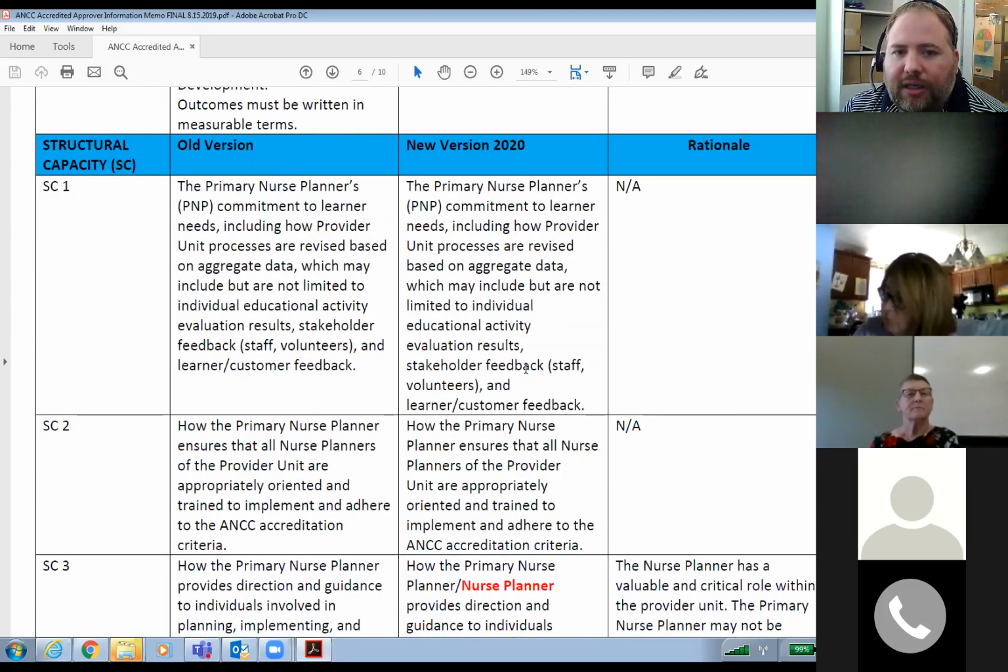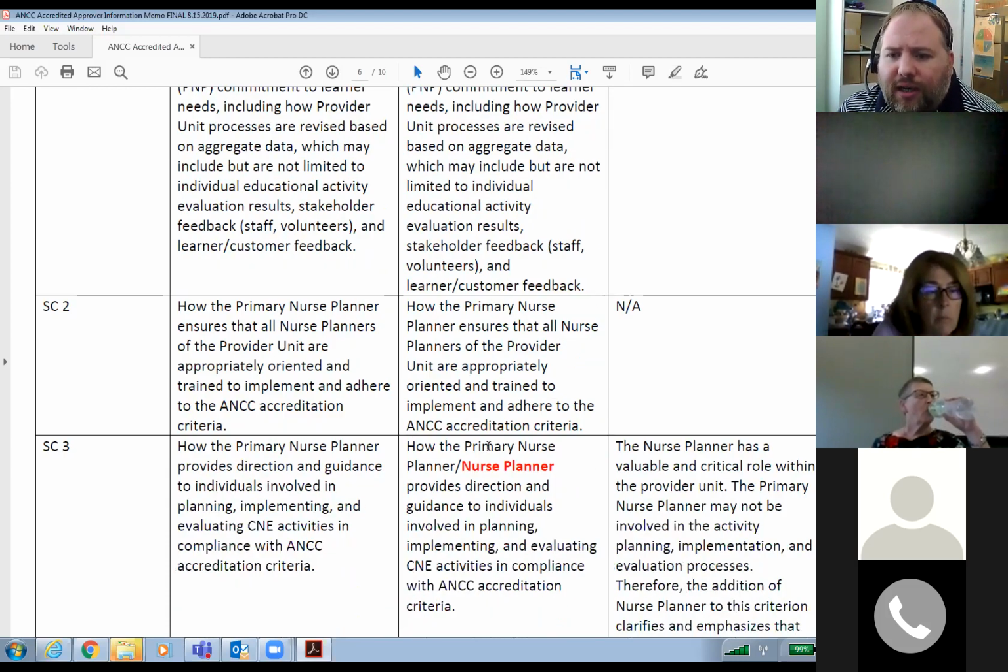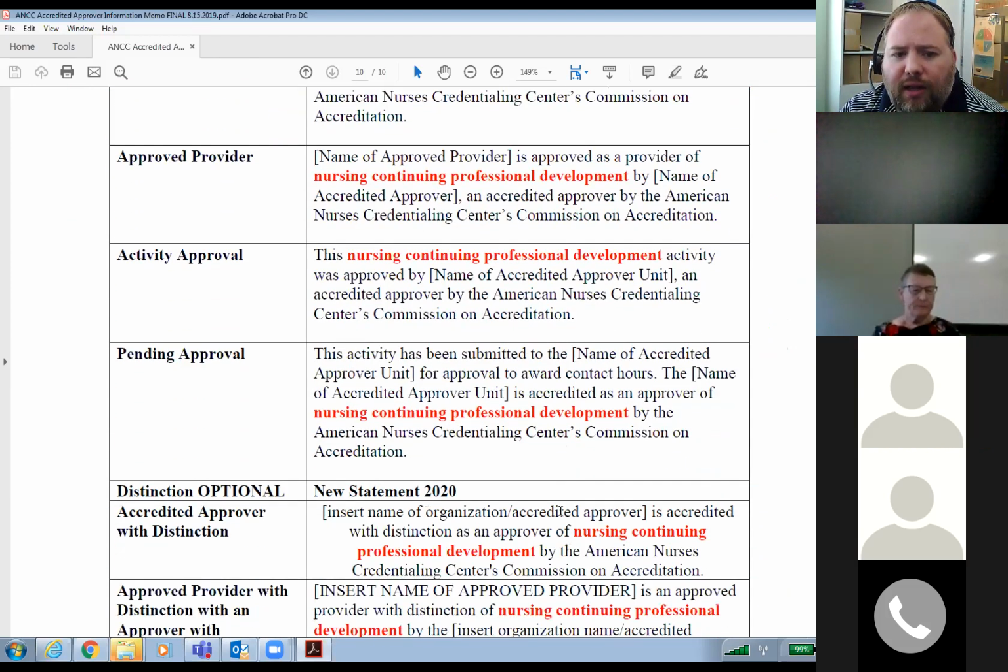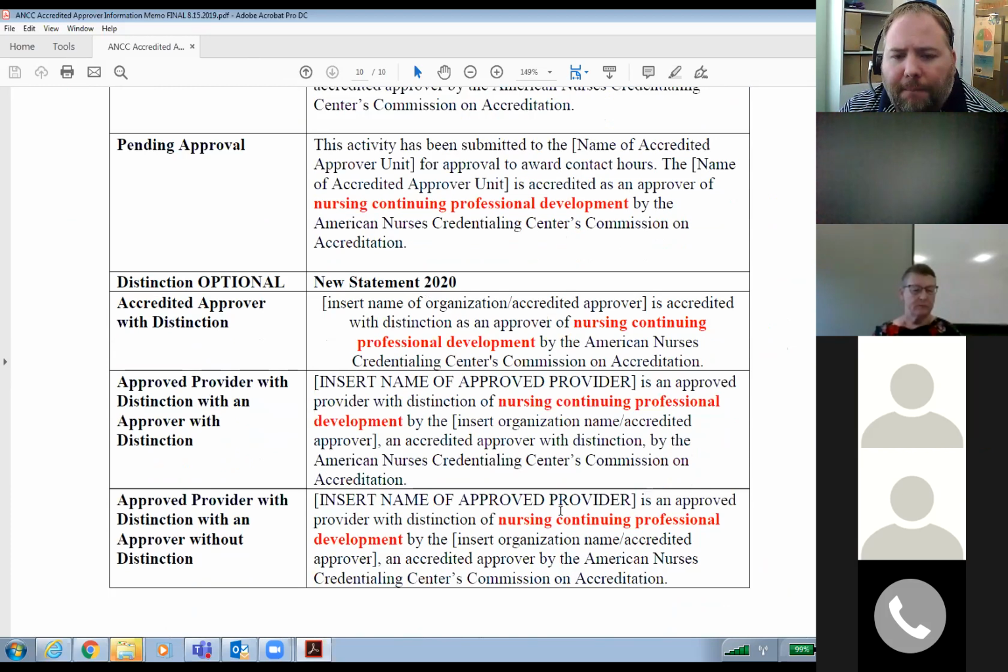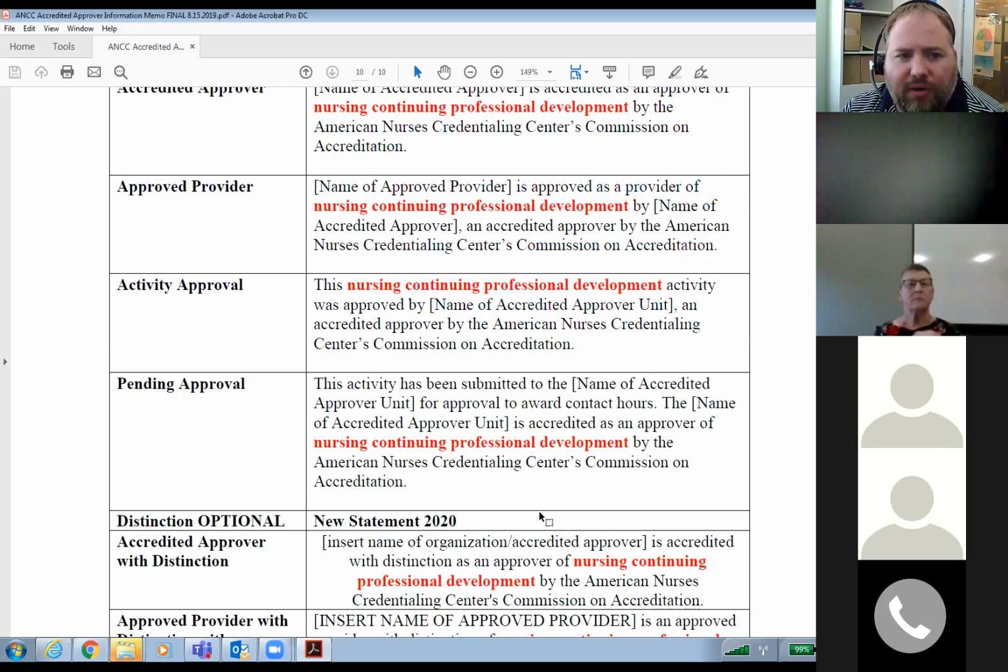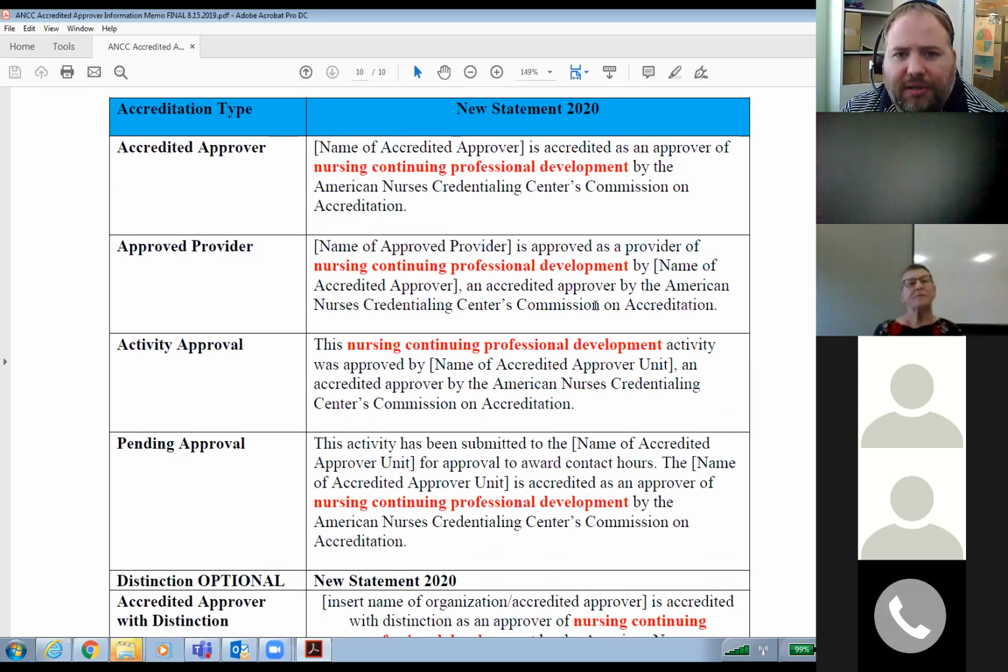which needs to be implemented by January 6th. You can start using it however soon you would like. The templates won't be available probably till mid-October, beginning of January. But you can take these and change your own templates if you would like. And then the accreditation statement is here as well. You can start using that as soon as possible, or you have until 2021 to implement it if it's going to be a challenge for you.